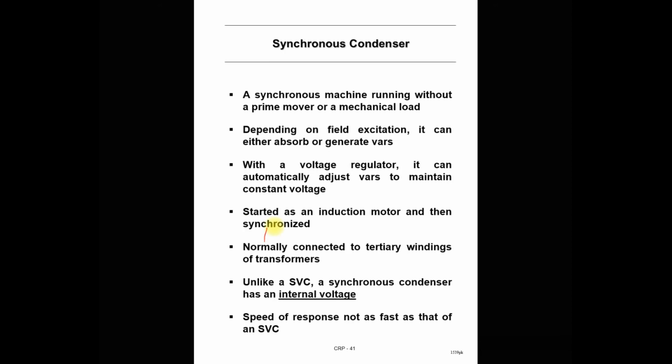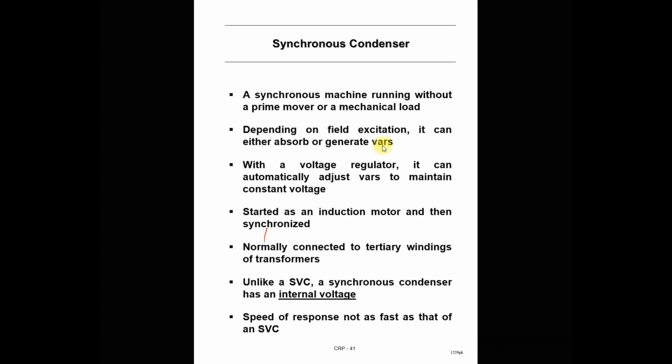Now, the next source or sink of reactive power for voltage control is the synchronous condenser. I think all of you know what a synchronous condenser is. A synchronous condenser is a synchronous machine that runs without any prime mover or mechanical load, and depending on the field excitation, it can absorb or generate VAR. VAR means reactive power.